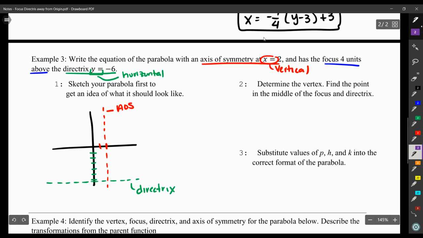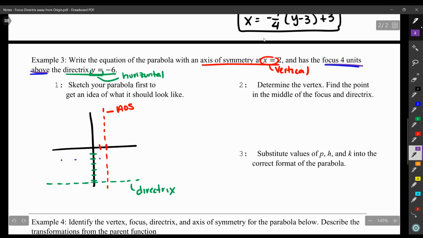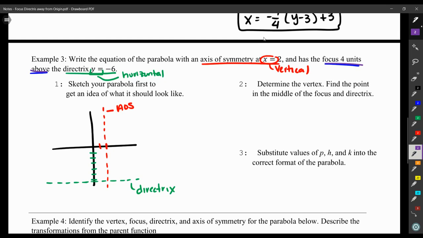The last thing that it gave me was that the focus was 4 units above the directrix. Now, the reason why we need the axis of symmetry is this focus has to lie on the axis of symmetry. So if we were not given the axis of symmetry, my focus could have been here or here or here or here. But because they gave me the axis of symmetry, I know that it's on the red line 4 units above my directrix. So from here to here is 4 units. This is my focus.